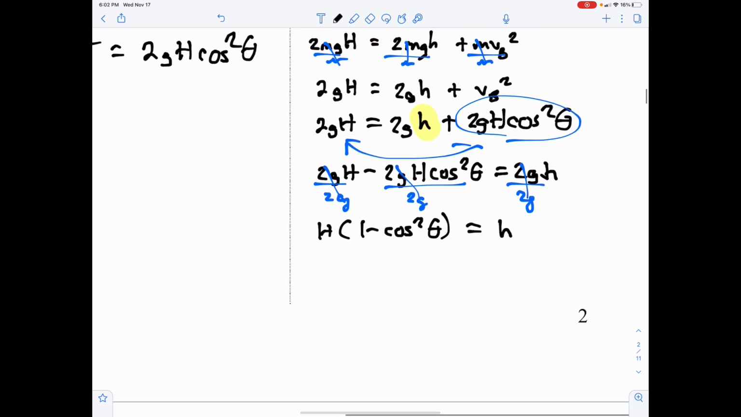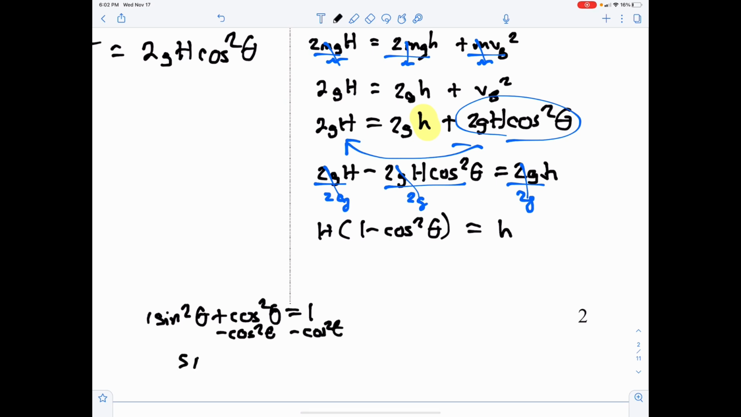Okay, well, I'm almost done. If you remember your Pythagorean identities, sine squared theta plus cosine squared theta equals 1. So if I solve for sine squared theta, I'd be subtracting cosine squared theta from both sides. So sine squared theta is actually 1 minus cosine squared theta. And we're going to make that substitution right there. So this becomes little h is equal to big H times sine squared theta.